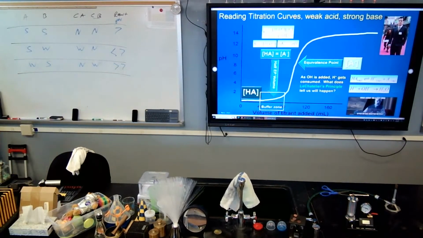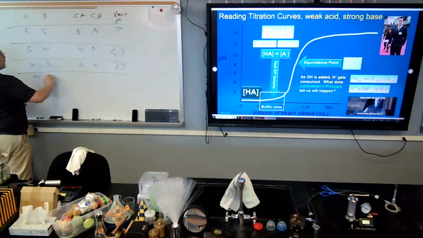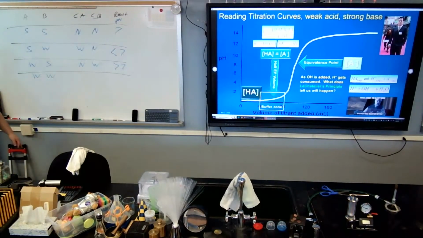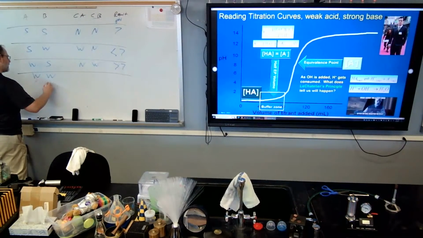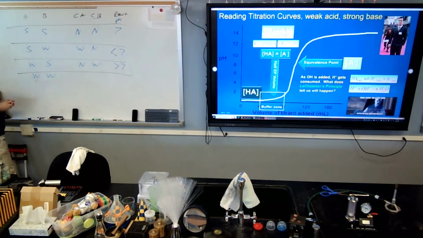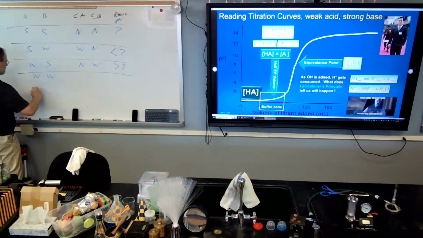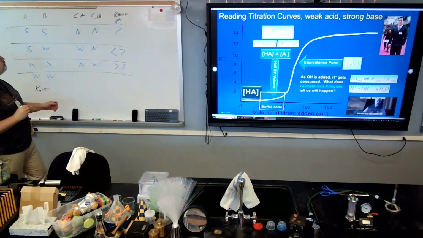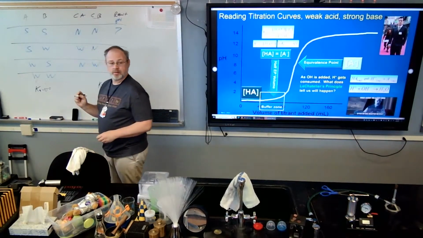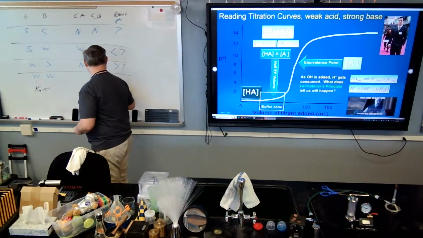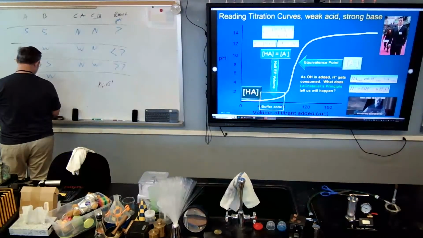Now this is where things get interesting. If the acid is weak and the base is weak, then you have to look at the Ka and the Kb. The Ka times the Kb will equal 10 to the negative 14. So if your acid's Ka is 10 to the negative 5, then the conjugate base's Kb is 10 to the negative 9.